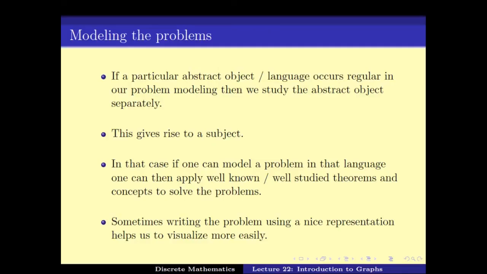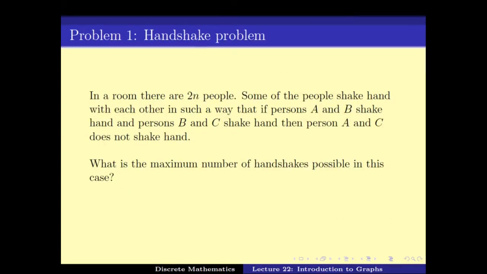So let's start with three problems, and that will motivate us to study a particular subject. So the first problem is: in a room, there are 2n people. Some of the people shake hands with each other, but in such a way that if person A and B shake hands and person B and C shake hands, then person A and C do not shake hands. The question is, what is the maximum number of handshakes possible in this case?